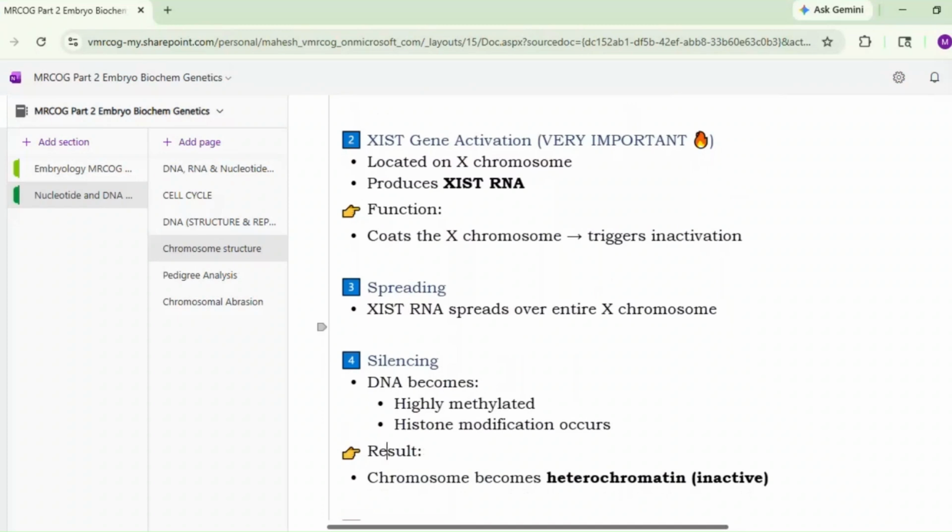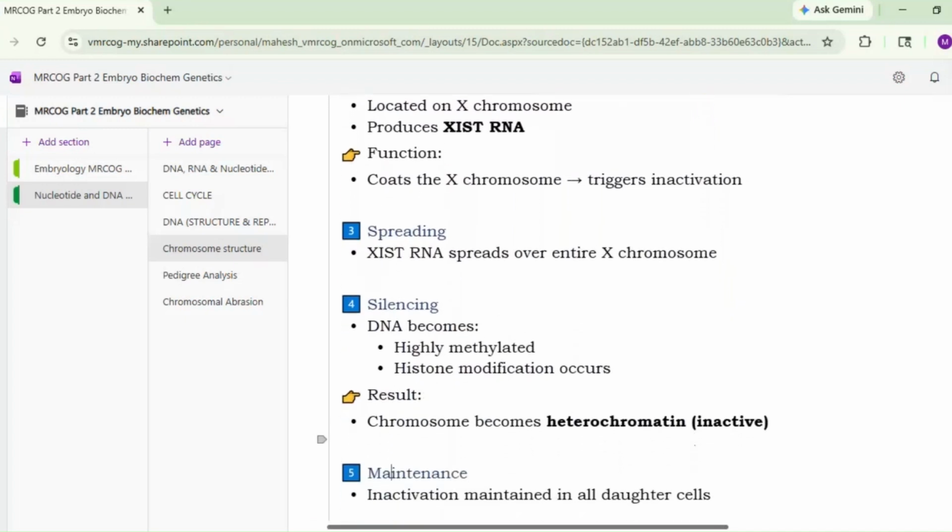Then there is silencing. DNA becomes highly methylated, histone modification occurs, and the chromosome becomes heterochromatin, that is inactive. So ultimately, for the heterochromatin, just remember there is methylation. Once there is methylation, the histones are modified, and that leads to heterochromatin. So this methylation might be important from the SPA point of view.